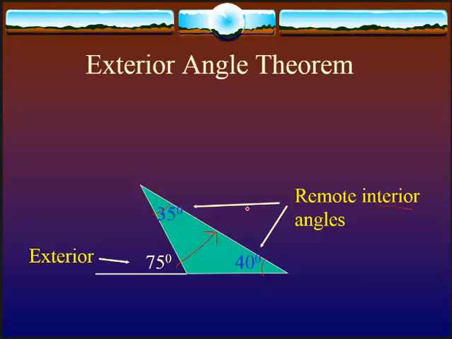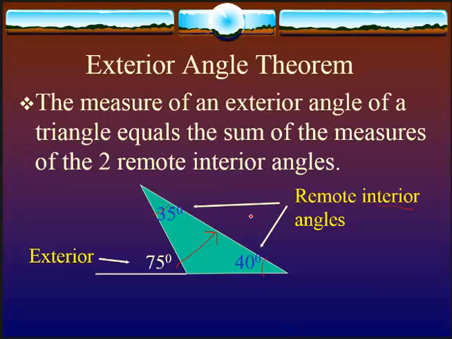Okay, so you need to be able to identify those, know those two terms. What does that have to do with this theorem? Well, this theorem tells us that the measure of an exterior angle, this 75 here, equals the sum. What does that mean we're doing? Adding. The sum of the measures of the two remote interior angles.